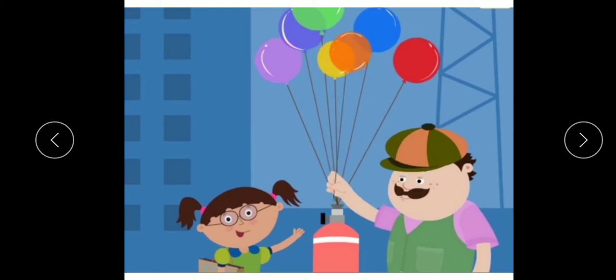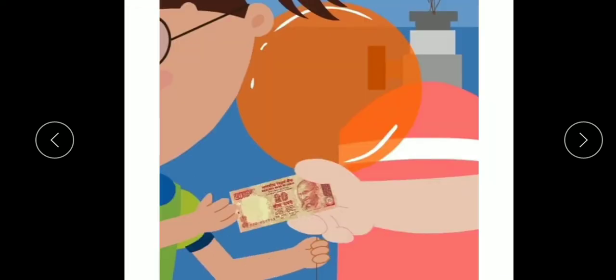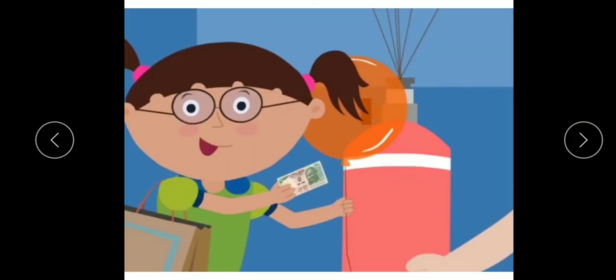Next, children, now she wants to buy a balloon. So she goes to a balloon seller. She buys a balloon and she gives how much money? She gives 20 rupees to the shopkeeper, right? And when she gives 20 rupees, the shopkeeper gives 5 rupees back to Saira.